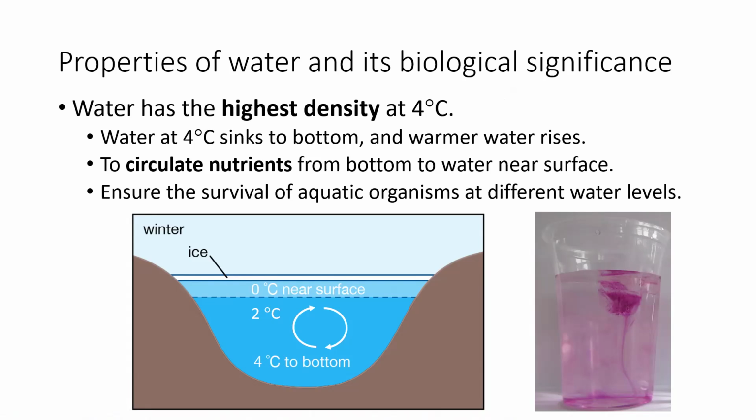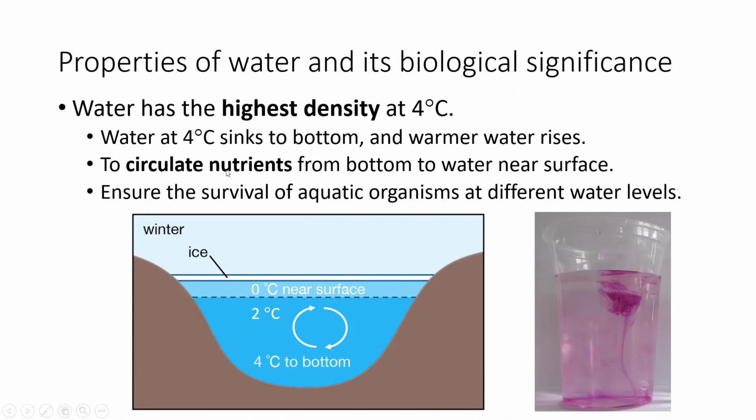Water has the highest density at 4 degrees Celsius. Just now we mentioned that cold water is denser than ice. But here, the cold water at 4 degrees Celsius has the highest density. Therefore the cold water at 4 degrees Celsius sinks to the bottom, and the warmer water, that means not at 4 degrees Celsius, will rise. So this one is also important.